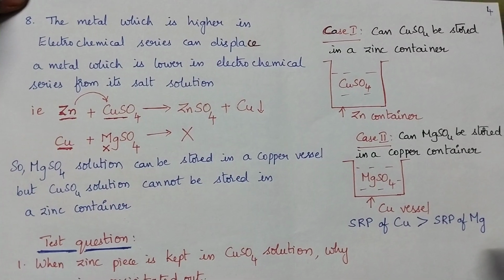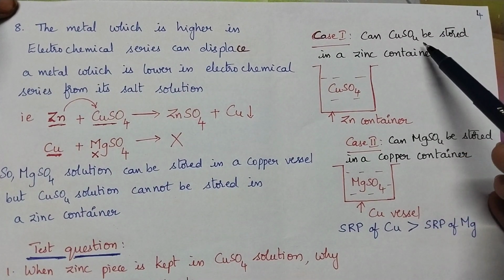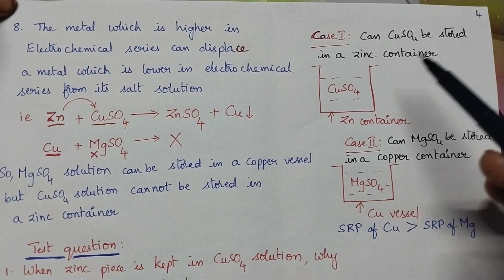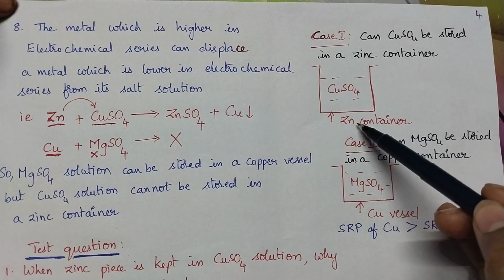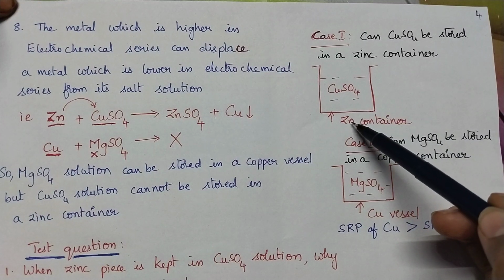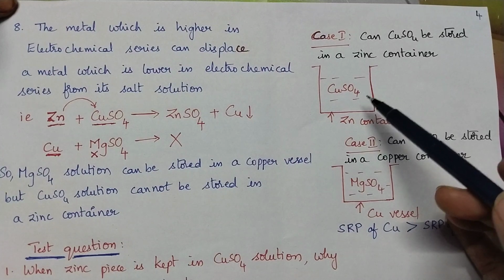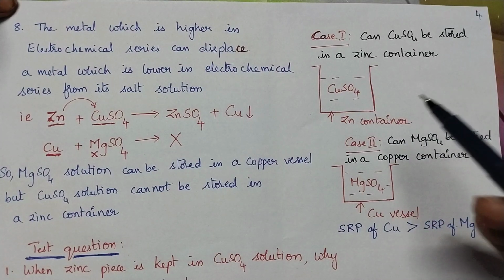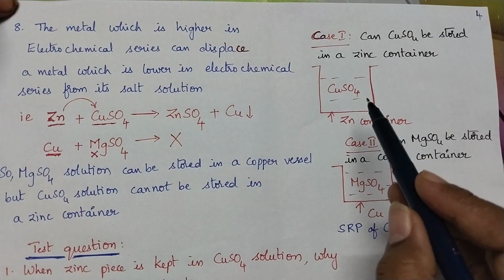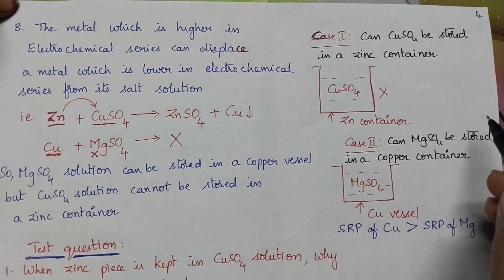Clear, students? In other words, we can predict whether a copper sulfate solution can be stored in a zinc container or not. That means here zinc is made as container. That means the lower metal is made as the electrolytic solution. So definitely zinc reacts with copper sulfate solution. That's why copper sulfate solution cannot be stored in a zinc container.